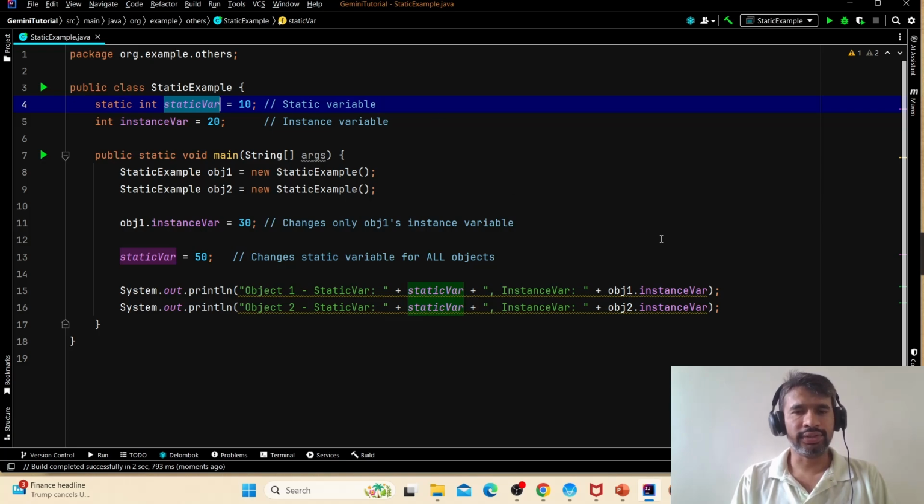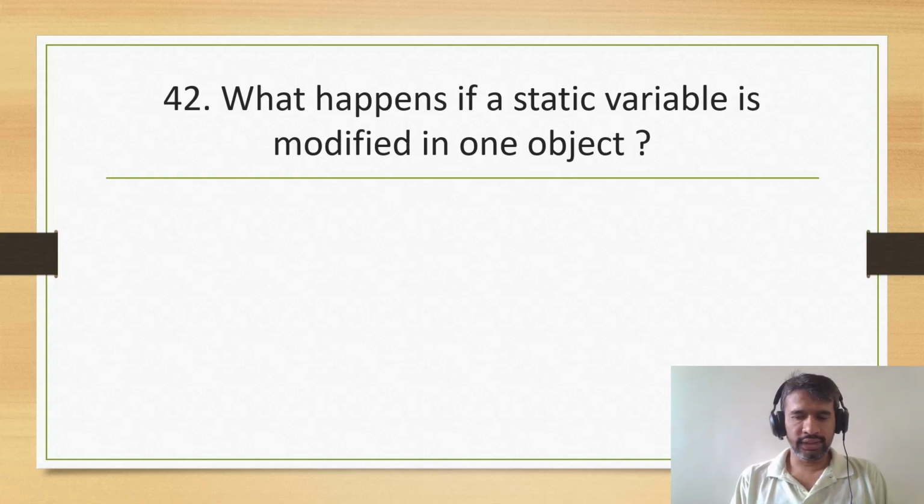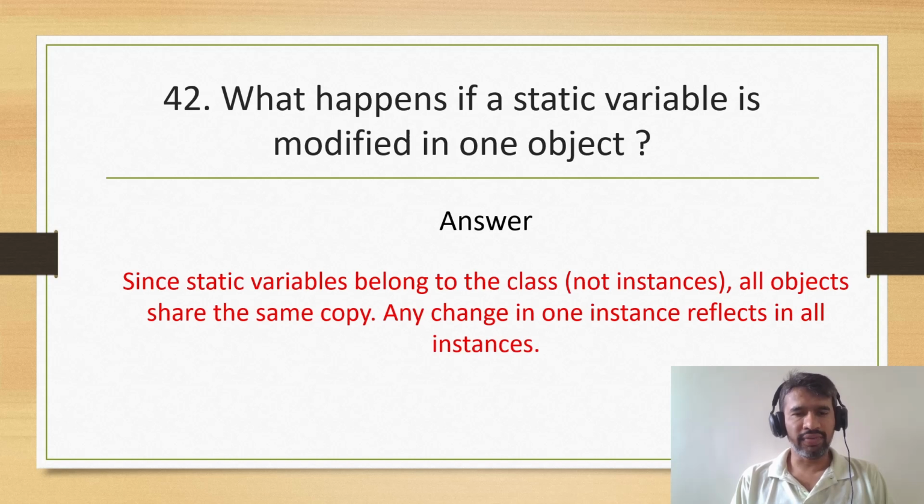Let's move on to next question. So answer we know already, since static variable is bound to a class or belongs to a class, all objects share the same copy. Any change in one instance reflects in all the other instances. I hope it's very clear. Let's move on to next question.